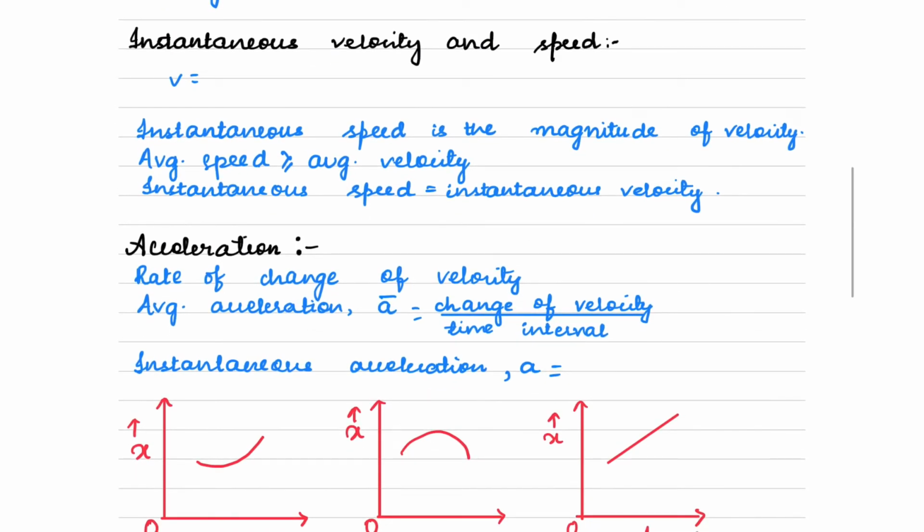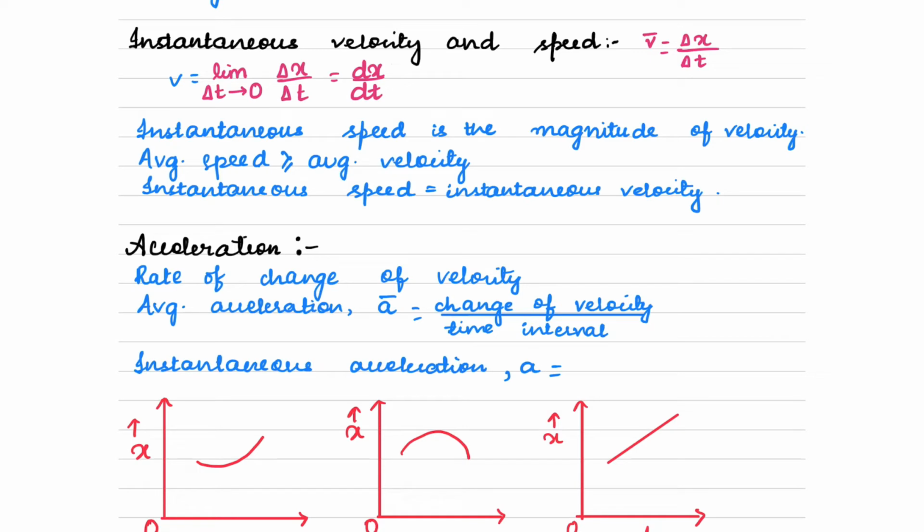Now let us discuss instantaneous velocity and speed. We know that v bar is equal to del x by del t. Now, instantaneous velocity, or velocity at a particular instant, is equal to limit delta t tends to 0. Here we take the time interval delta t to be infinitesimally small, del x by del t, and we can write it as d by dt of x or dx by dt.